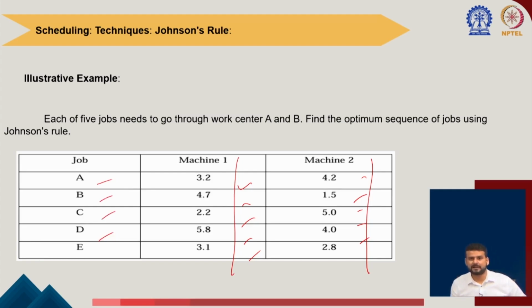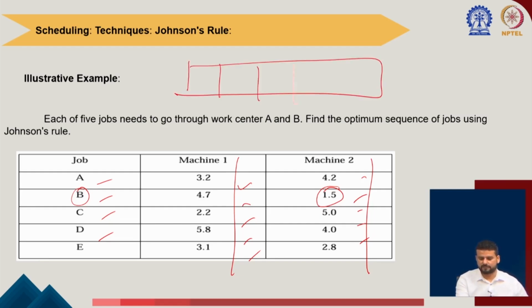Now the algorithm says to find the minimum time required to complete any job on any machine. What is the minimum value? I believe the minimum value here is 1.5, right? You mark that job, this is job B. If this minimum time is on machine 1, put that job first in the sequence. If it is on machine 2, put that job last in the sequence. If this is the sequence, we have 5 jobs to perform. So because the minimum time is on machine 2, we will put job B last in the sequence.